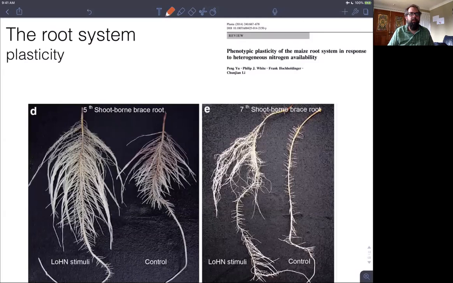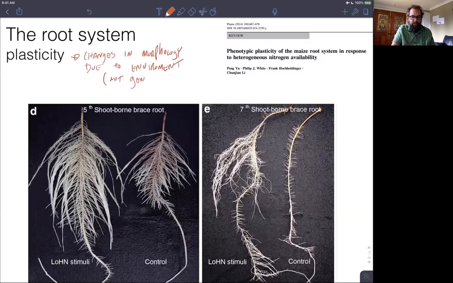And so when we look at the plasticity in the root system, well, first of all, what do I mean by plasticity? What I mean by plasticity is changes in morphology due to environmental variation. Implied in that is that these changes are not genetic. So these are genetically identical individuals that, when you put them in different environments, end up with a different phenotype or a different morphology. And that's what we call phenotypic plasticity.